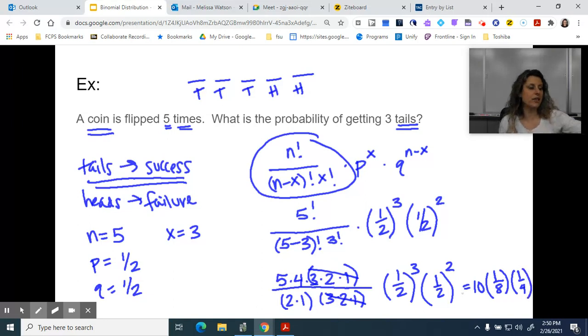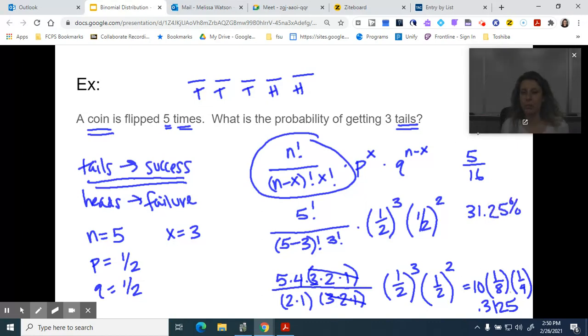Okay, I'm going to take out my calculator and go ahead and multiply those. 10 times 1/8 times 1/4. I get 0.3125 as a decimal. I could, again, write that in any form. So if I wanted to change that to a fraction, that's 5/16. Or I could write it as a percentage, 31.25%. Okay, so again, any form for probability that you'd like. Okay, let's take a look at the next example.